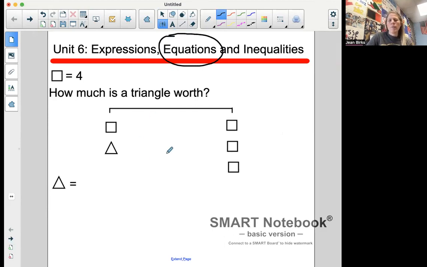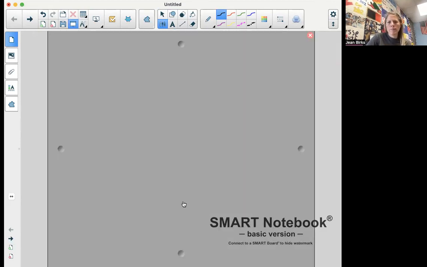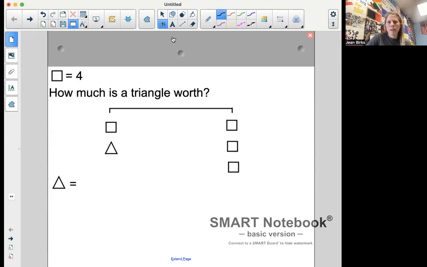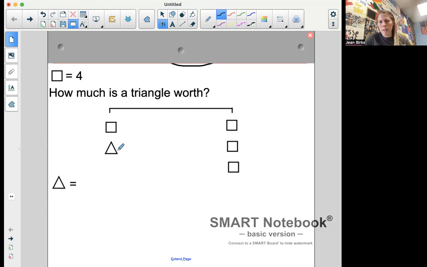So if I were to give you a picture like this, and I told you that squares were worth 4, and I know that this side is balanced out. That's what this means, so that whatever's on this side weighs the same amount as what this side weighs. How much do you think a square is worth? If you're on a teeter-totter and these balance out, so a square plus a triangle weighs exactly the same amount as 3 squares. How much is a triangle worth? Hit pause and see if you can figure it out.